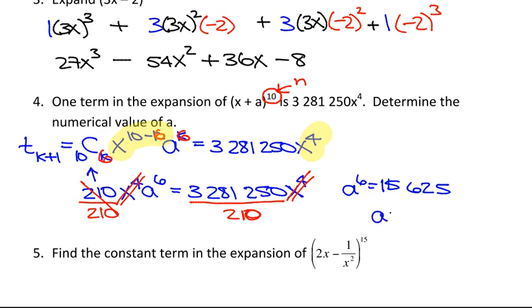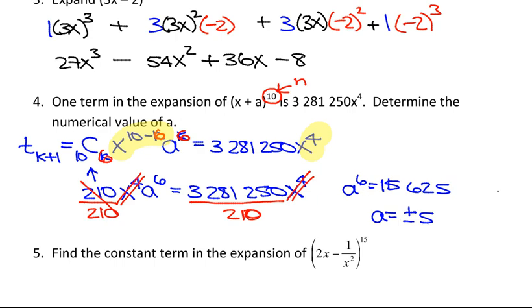And then lastly, to solve for A, I'm going to take the 6th root of 15,625, and we can get that A is plus or minus 5. Again, because if A was negative or positive, it would give us the same value of 15,625. So there we have it.